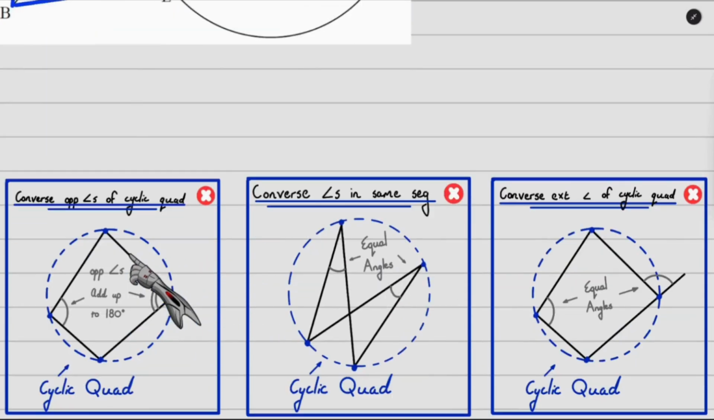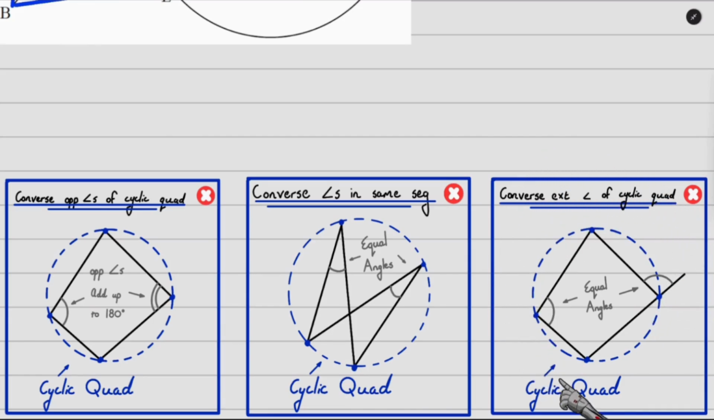So I've got converse opposite angles of cyclic quad. If I prove that the opposite angles add up to 180, then I've got a cyclic quad. If I prove that the angles inside of a bow tie are equal, then I've got a cyclic quad because of converse angles in the same segment. And if I prove that the exterior angle is equal to the opposite interior angle, then I can conclude I've got a cyclic quad because of converse exterior angle of cyclic quad.